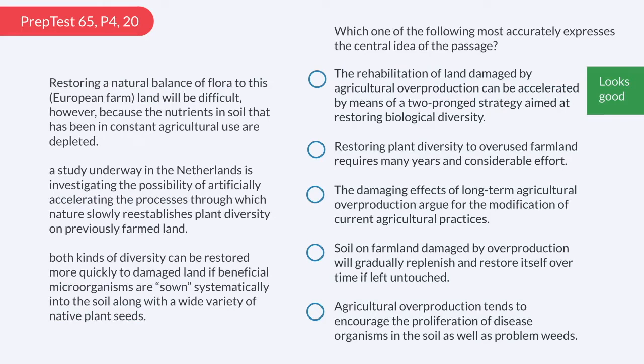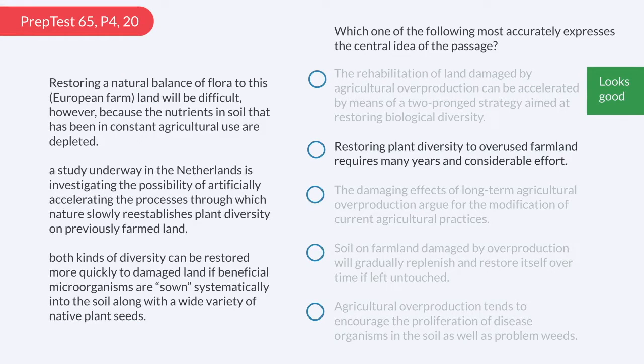Let's check out B. B does seem to start dealing with the right central topic, restoring plant diversity to overused farmland. All right, so what's the solution? Well, it just says it requires many years and considerable effort. Okay, that's a little too generic. First of all, it kind of just sounds like a description of the problem. Restoring will be difficult. It's going to take a lot of effort. But the payoff here is specifically what effort. We need to hear wide variety of seeds, sow in microorganisms. So this answer isn't mentioning the solution, which is the main deliverable, the main takeaway.